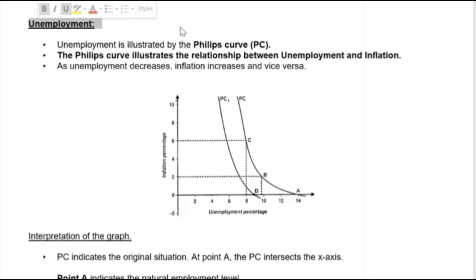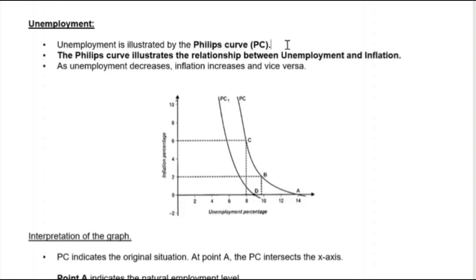Don't look at the graph. Just think about it for a moment. If more people have jobs, meaning unemployment is decreasing, what will happen to inflation? Okay, inflation will increase, because we just saw if more people have jobs, more people spend. More demand leads to higher prices. And what is inflation, guys? Inflation is higher prices. So we explain this relationship between unemployment and inflation by using the Phillips curve.